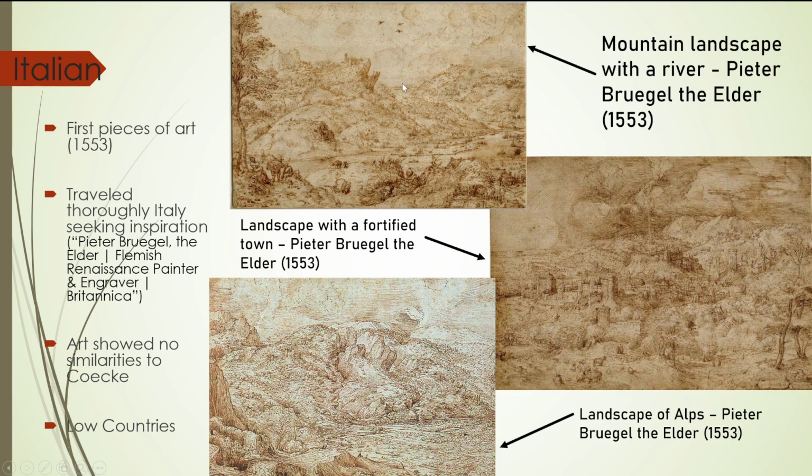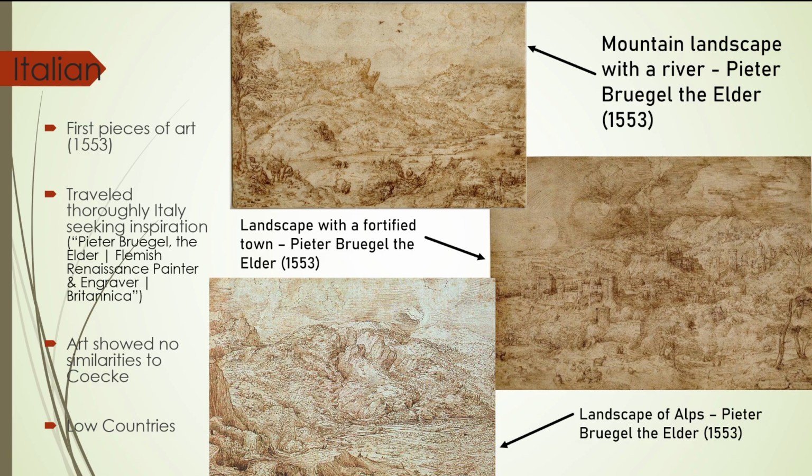So first, I'm going to be covering his Italian-based art. It's important to know that Bruegel traveled through Italy between 1552 and 1556. And his first pieces of art were believed to be made in 1553.